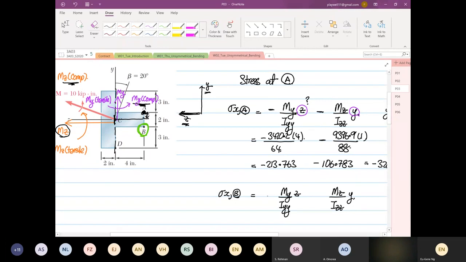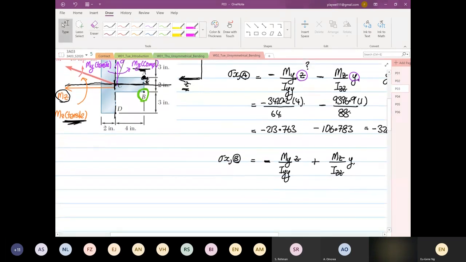So you have minus. And Mz at point B, so this is the neutral axis, or this is your axis. So below the axis, Mz is going to be tensile. So this is going to be a plus. So that's how you identify your plus or your minus. So this will be equal to minus 213.763 and then plus 106.783.